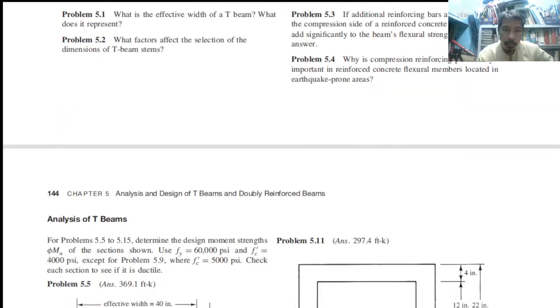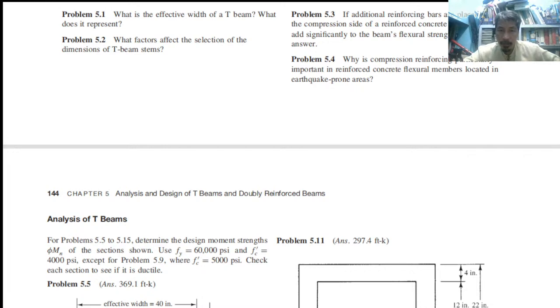Now you will have the problems. Do the problems as much as you can. So what is the effective width of the T-beam? What does it represent? Very important. What factors affect the selection of the dimension of T-beam? Stems. Okay, very important.